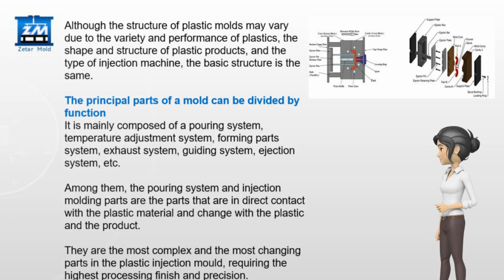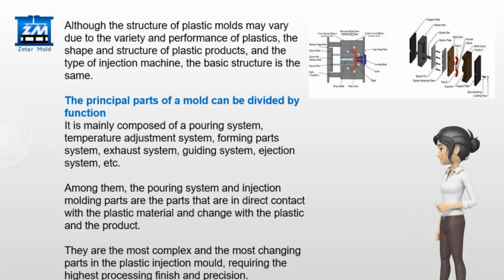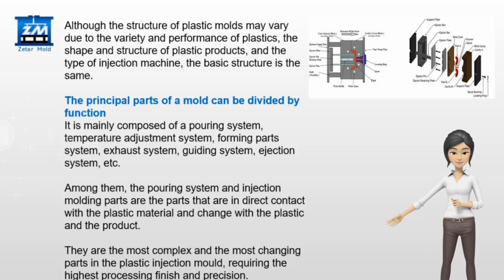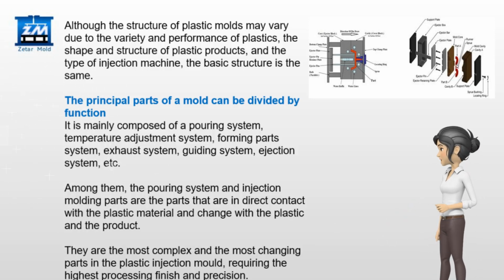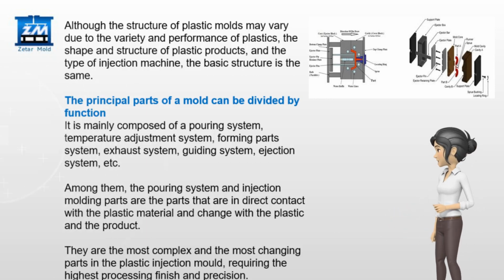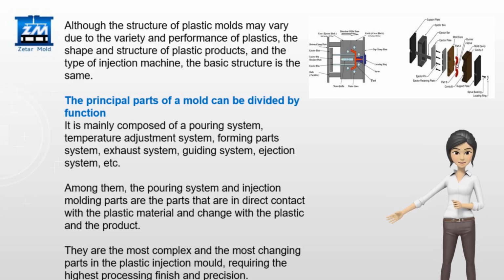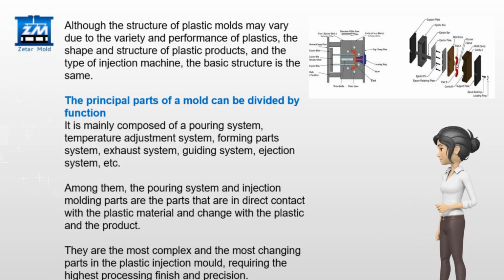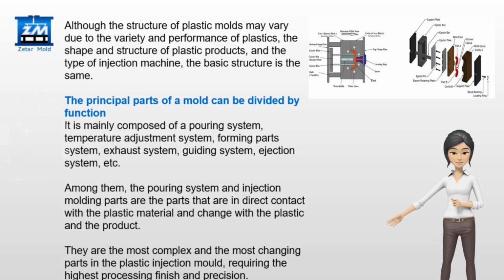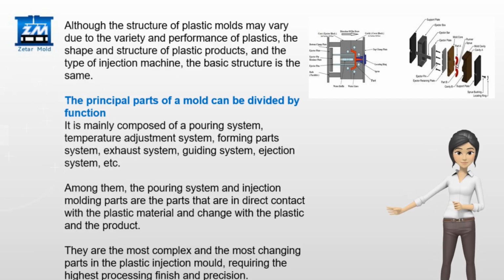It is mainly composed of a pouring system, temperature adjustment system, forming parts system, exhaust system, guiding system, ejection system, etc. Among them, the pouring system and injection molding parts are the parts that are in direct contact with the plastic material and change with the plastic and the product. They are the most complex and the most changing parts in the plastic injection mold, requiring the highest processing, finish and precision.